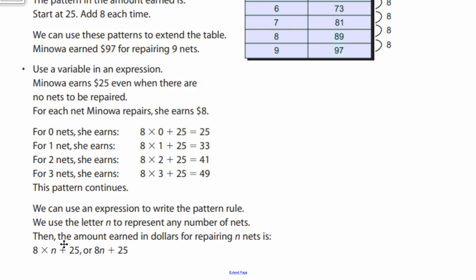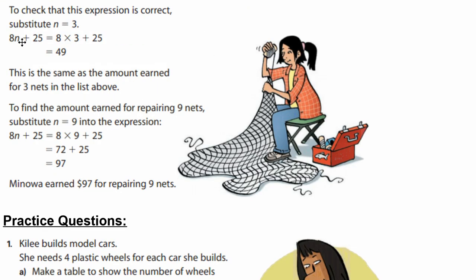If I'm using this, then I can put in however many nets that she has fixed, and I can figure out the answer without doing all of the extra steps of filling in the table. So I'm going to put in a 9, and so 8 times 9 is 72, plus 25 is 97. So she would earn $97 that day.